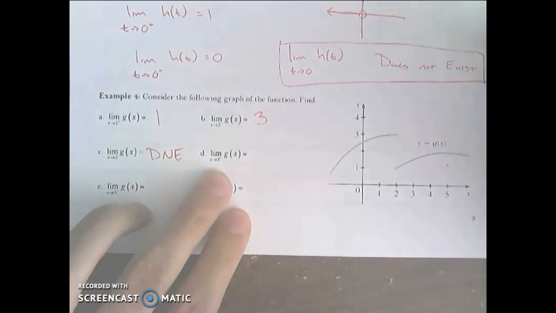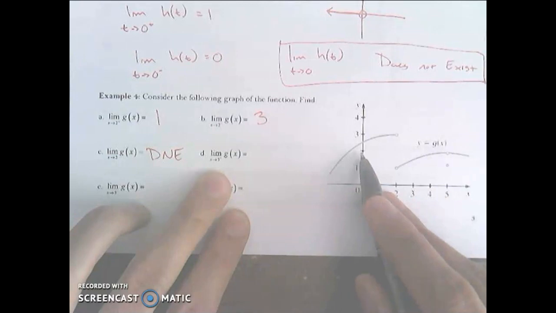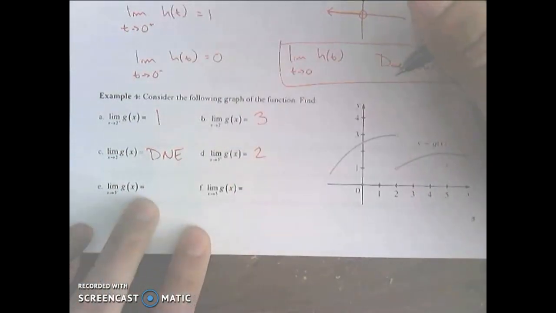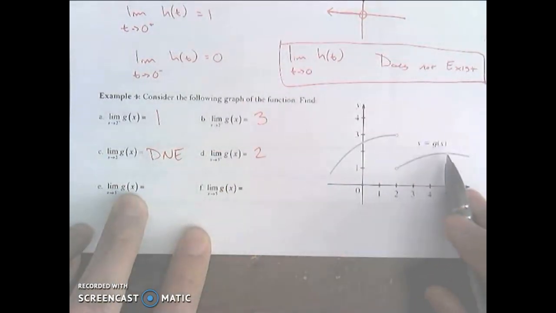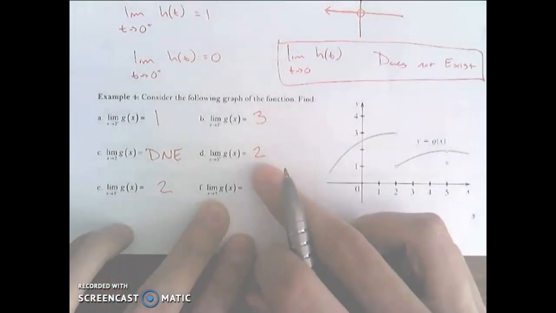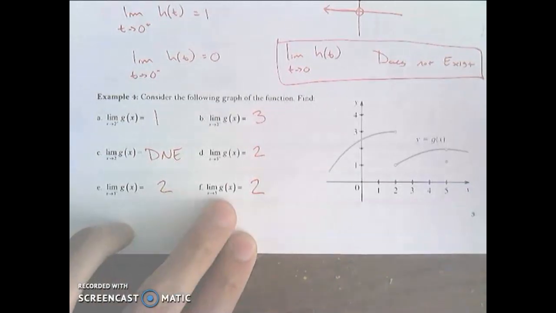How about at 5, the right-hand limit? At 5, the right-hand limit, we are approaching what appears to be 2, right? And as we're approaching 5 from the left-hand side, again, we're approaching 2. So then, because the left-hand limit and the right-hand limit agree, the limit of the function is 2. This is not to be confused with g of 5, which is 1, right? Where the function is defined is not necessarily equivalent to the limit of the function at that same x.